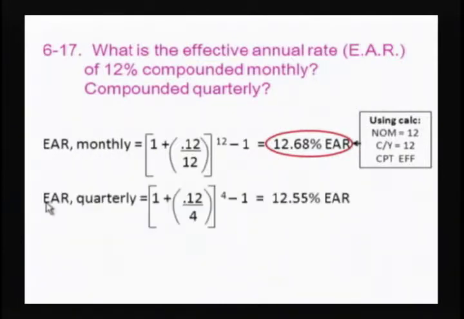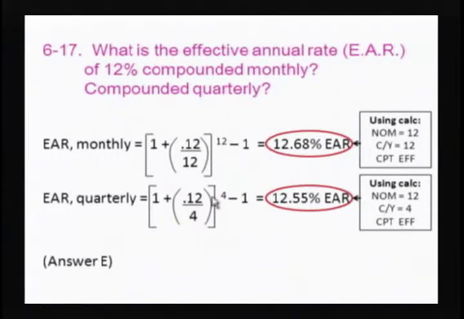Now for the quarterly compounding, we take 1 plus the quarterly rate, which is the 12% APR divided by the 4 quarters per year. So we have 1 plus that 3% quarterly rate compounded out 4 times during the year with the 1 taken off, and that is 12.55%.